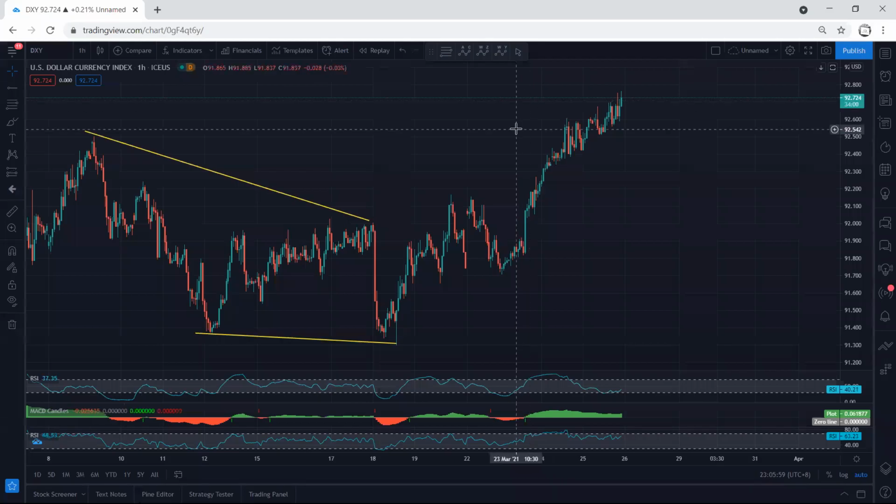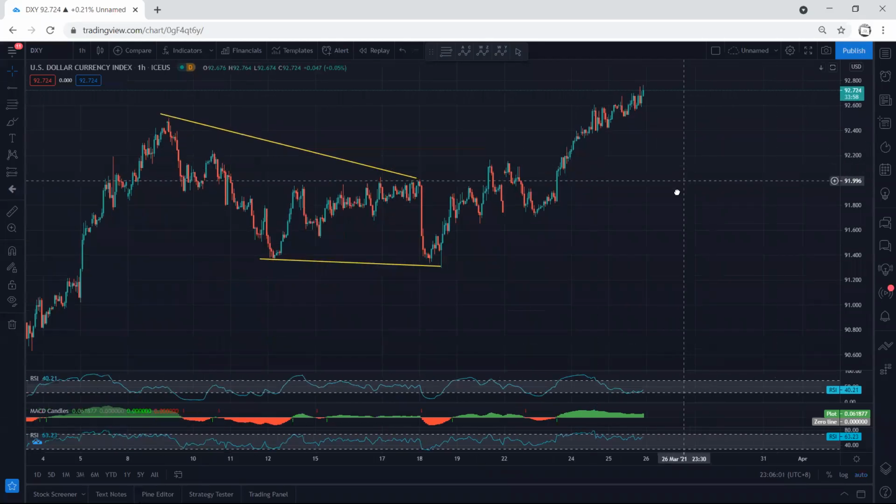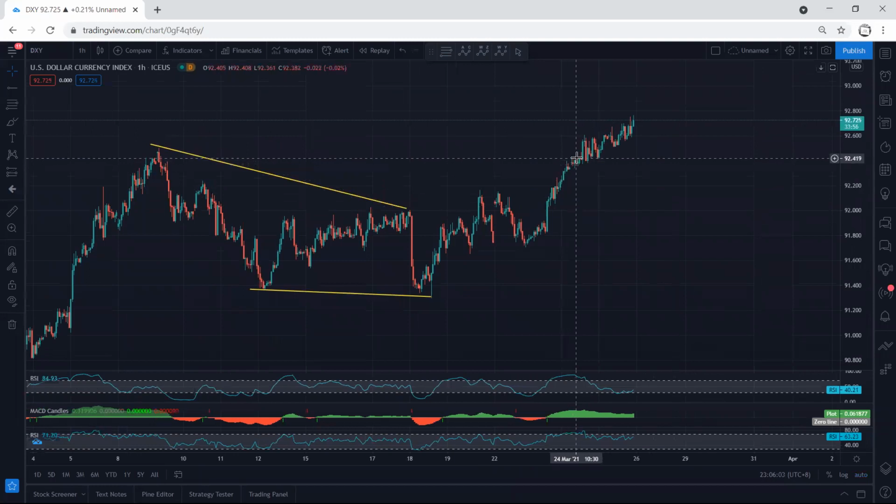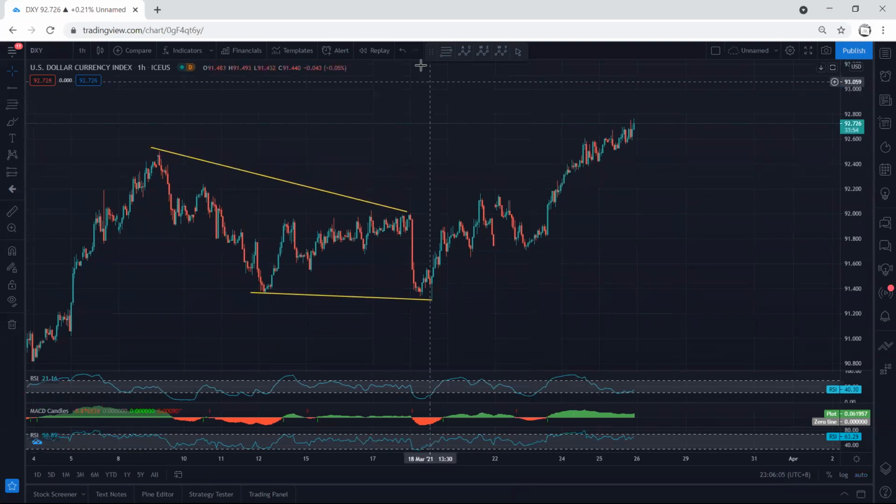Dollar index, we start with 1 hour chart. Okay, if we refer to our analysis when the price was exactly within this move, we mentioned that the price can continue and move higher. This is what we get. All right, but right now, what we see, the rise move is a corrective. We want to see what's the next.